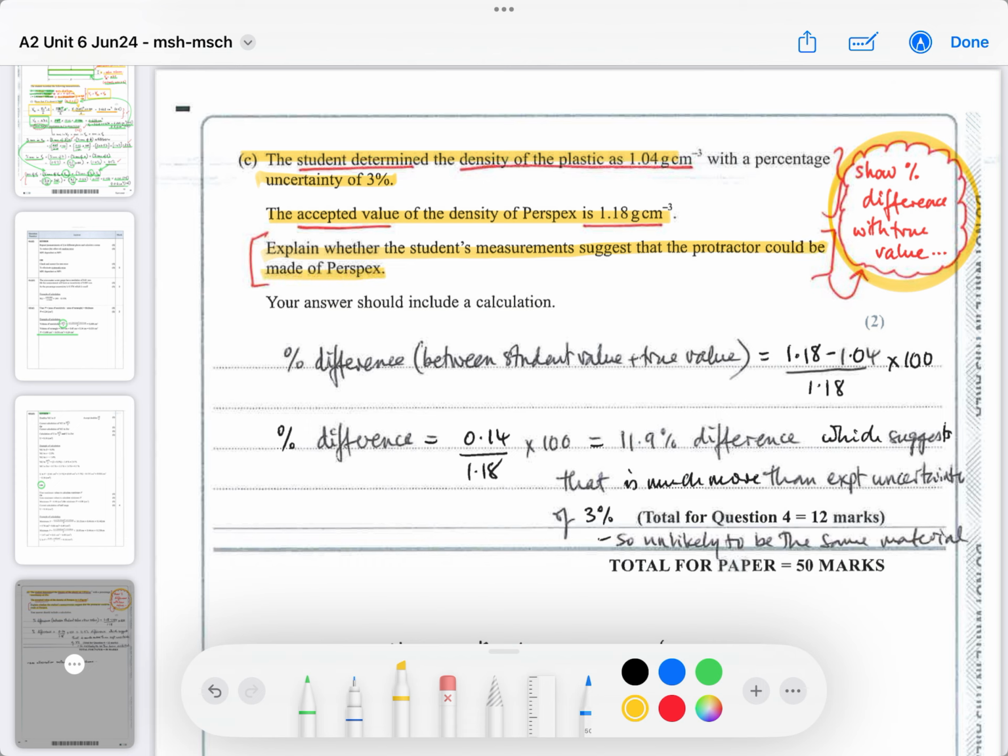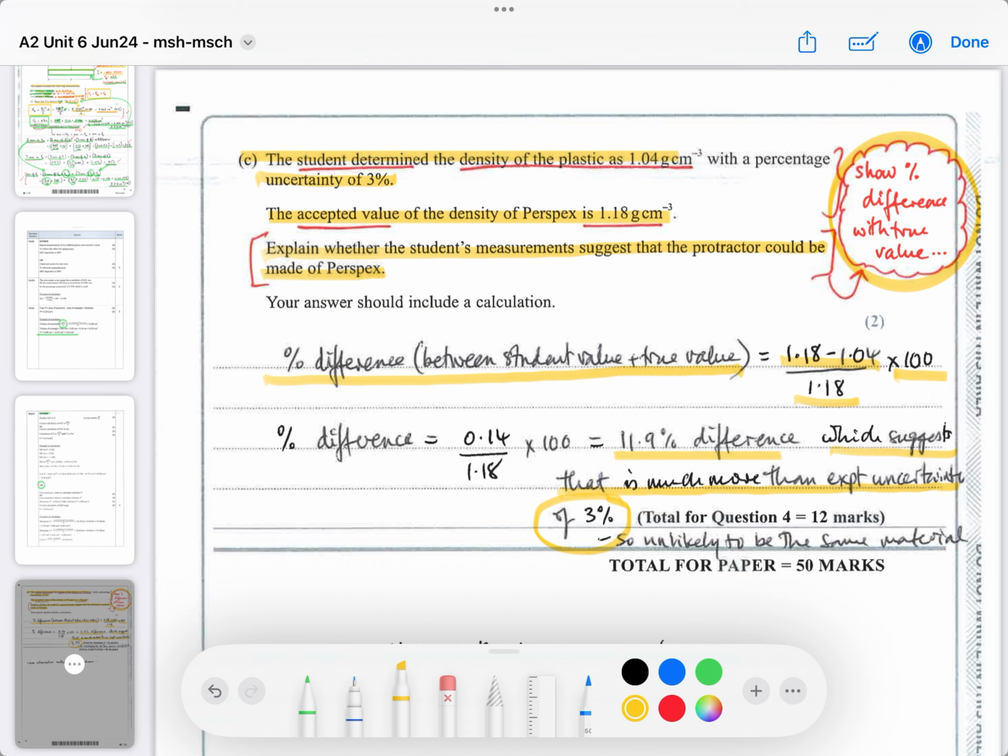Okay? Now, the percentage difference between the student's and true value is the difference in the values, 1.18 minus 1.04 divided by the true value. Yeah? And then multiply by 100. And you'll see the percentage difference gives you 11.9%, which suggests that it's much more than the experimental uncertainty of 3%. So either we've underestimated the percentage uncertainty, or it's not made of perspex.